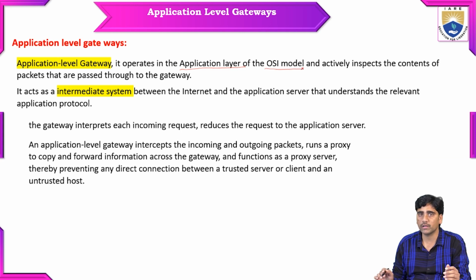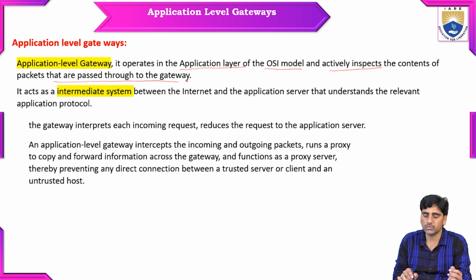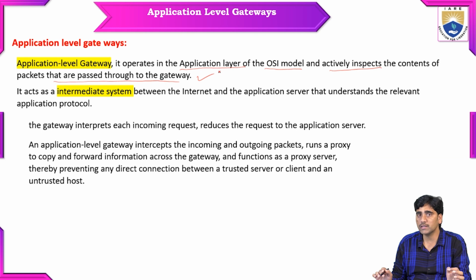In the OSI model, we have different types of layers, a 7-layer architecture. Among all the layers, the application layer is the main layer, from which we access different types of applications. The application level gateway operates in this application layer of the OSI model and actively inspects the contents of packets that pass through the gateway. It inspects each and every packet.